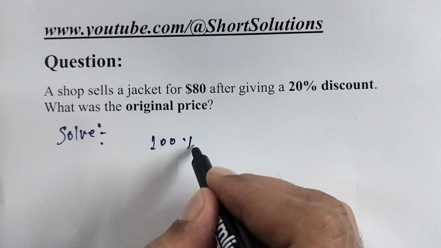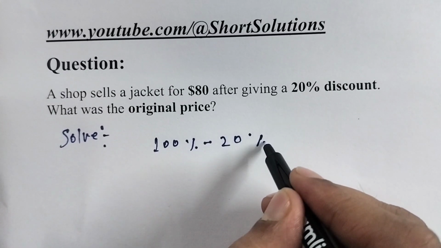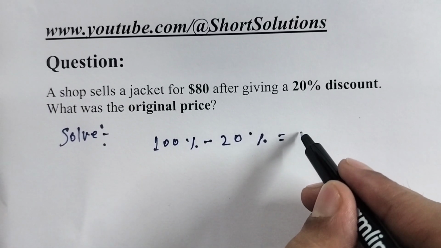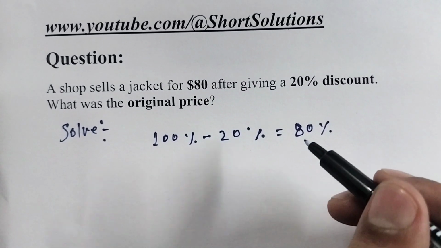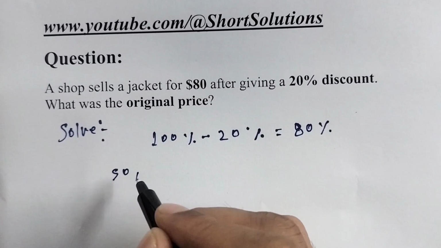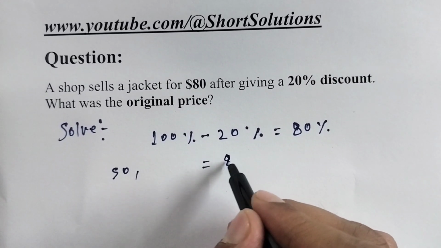100% minus 20% is equals to 80%. So 80% of original price equals to $80.